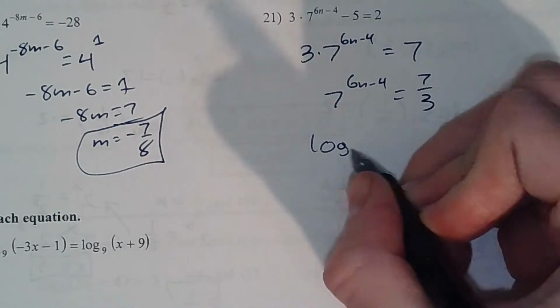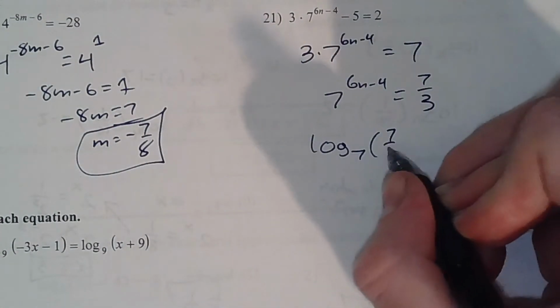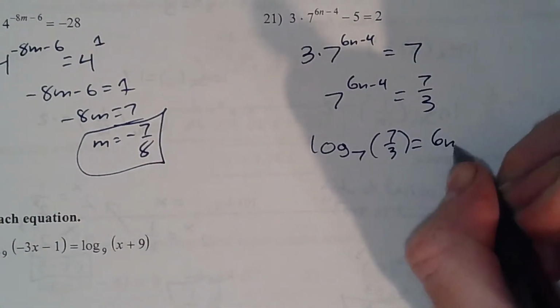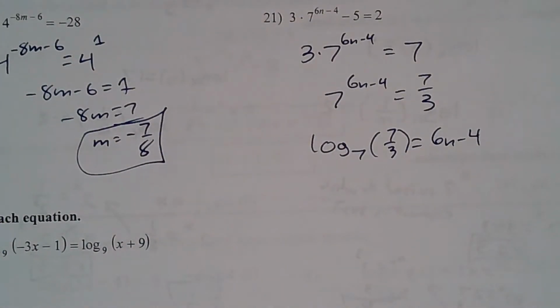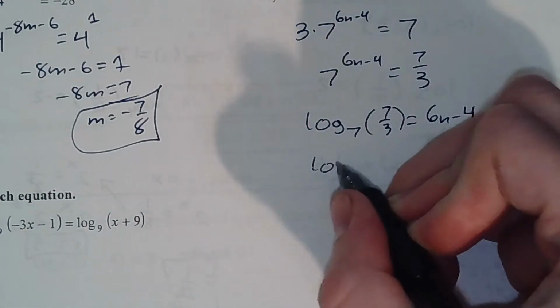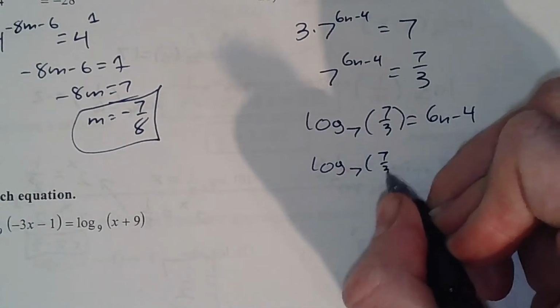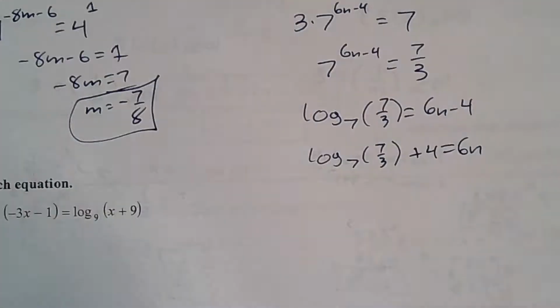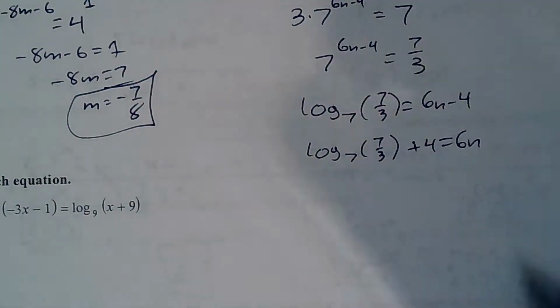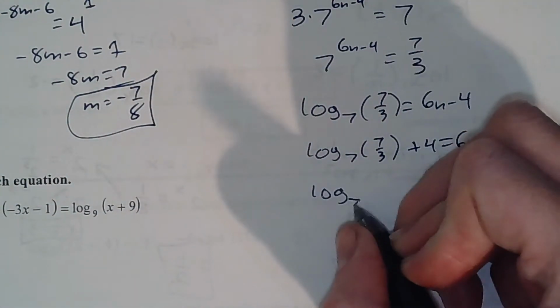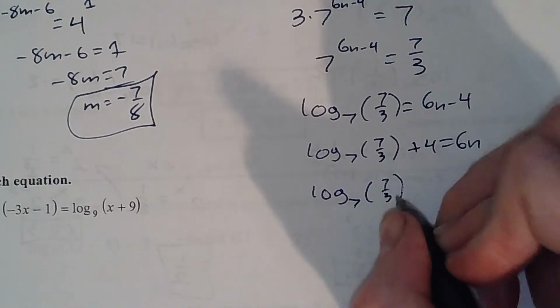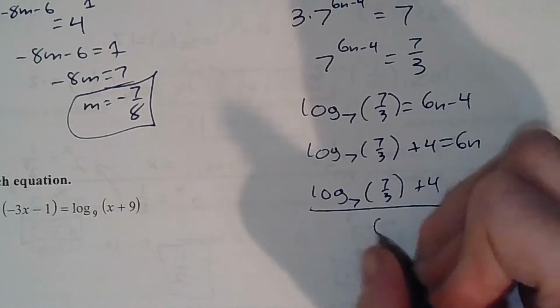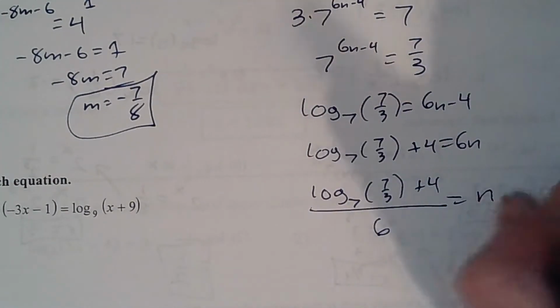Use the log loop again. Log base 7 of 7/3 equals 6n minus 4. Add 4 to both sides. Log base 7 of 7 over 3 plus 4 equals 6n. And finally, divide everything by 6. I highly recommend plugging all of that into your calculator at least once to make sure that you can accurately get to the correct answer.